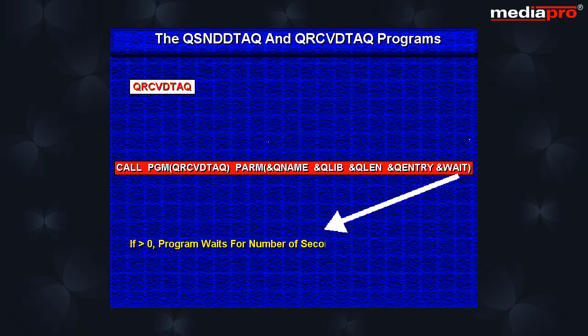If the value is greater than 0, the program waits the number of seconds specified. If it is a negative value, the program waits indefinitely until data arrives on the queue. If the value is 0, the program does not wait at all.